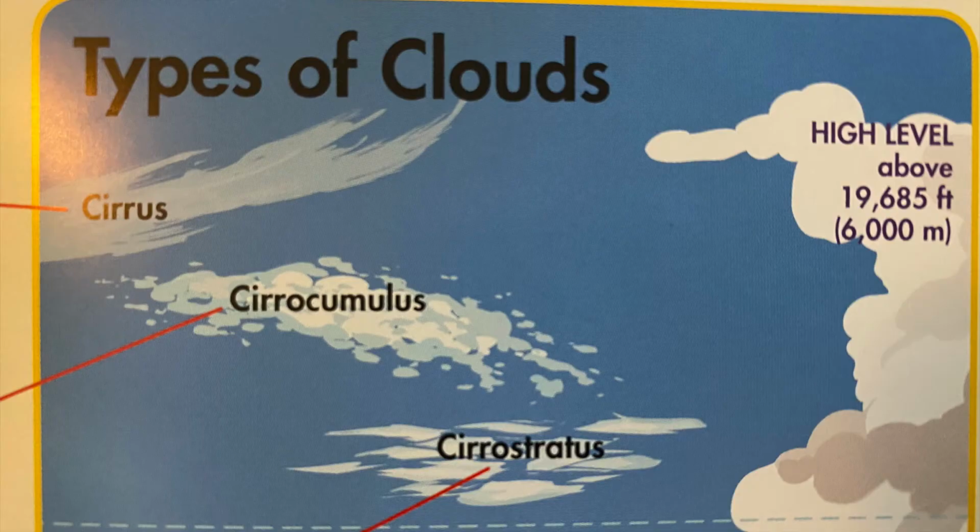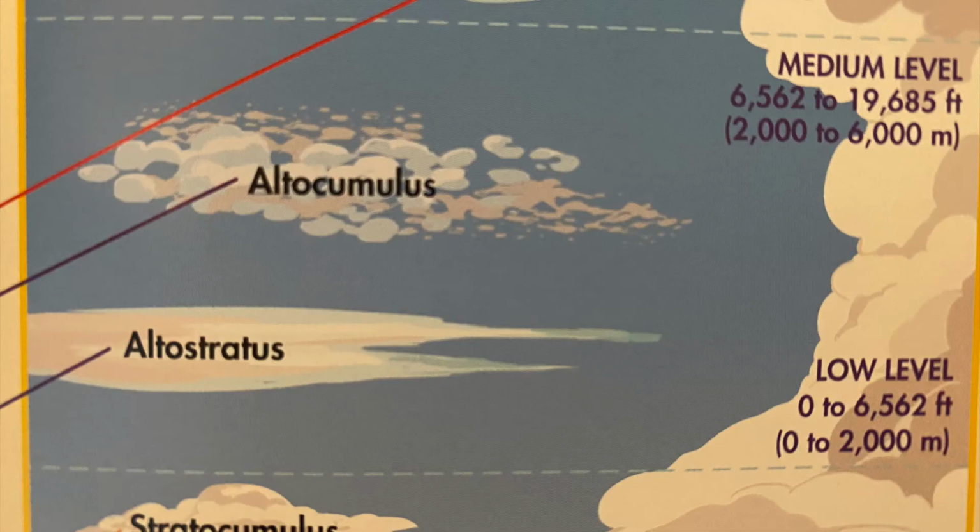And clouds are divided into categories based on their shape and altitude in the sky. And altitude is how high it is. So if it's really high up there, it's different than the clouds that are really low to the ground. So there are high-level clouds. And high-level clouds are cirrus clouds, cirrostratus clouds, and cirrocumulus clouds. And then there are mid-level clouds.